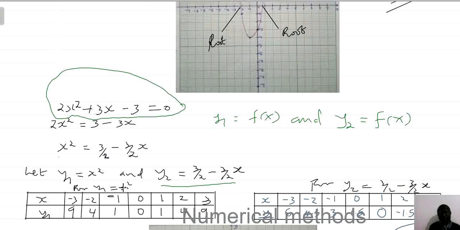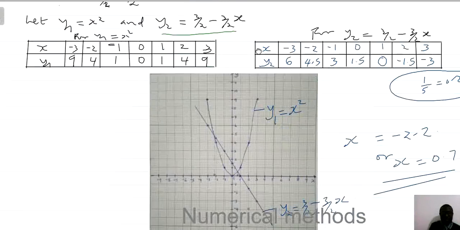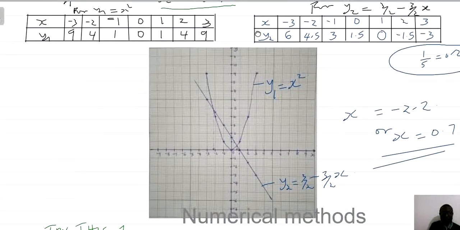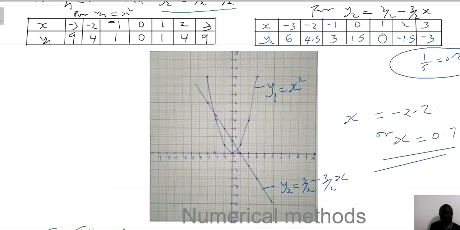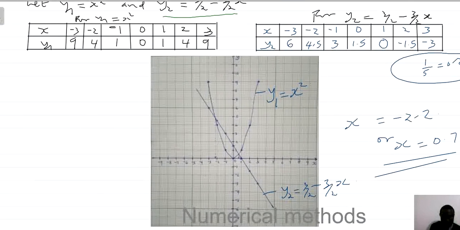Now they are supposed to be plotted on the same graph, the same axis. Okay, so when you do that on the same axis, this is the graph that we come up with. That is the graph that we come up with there.